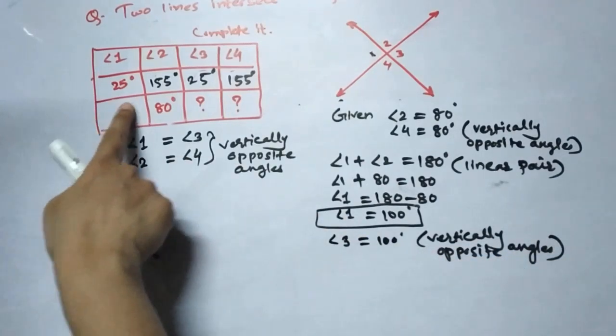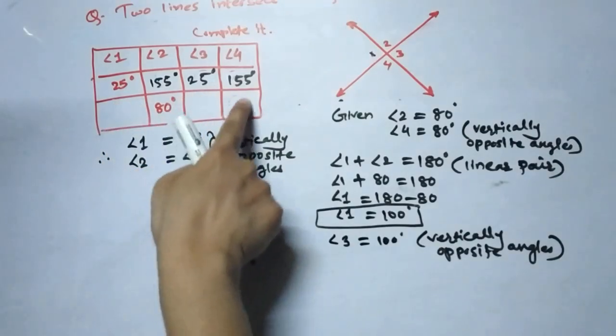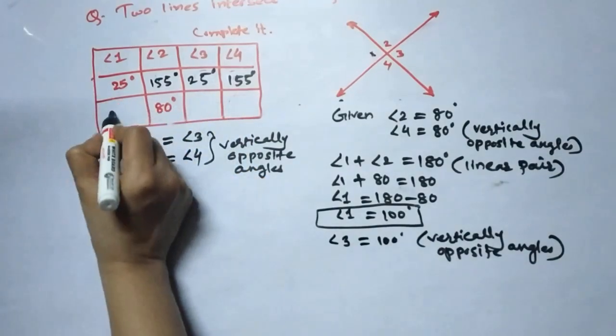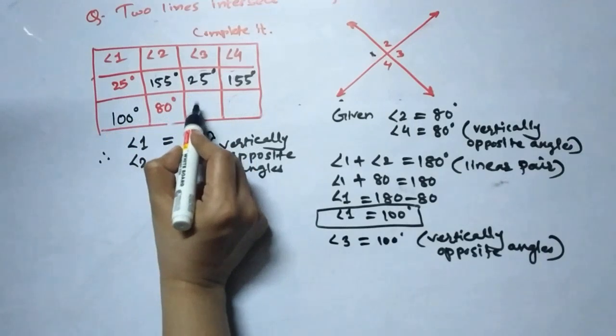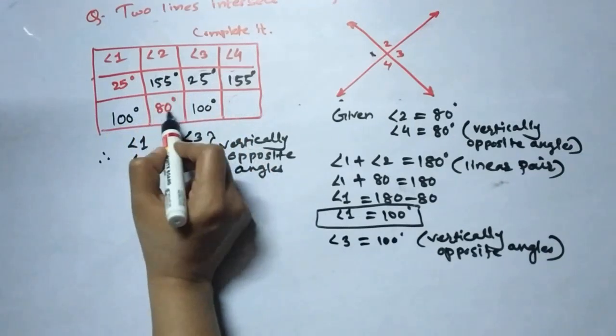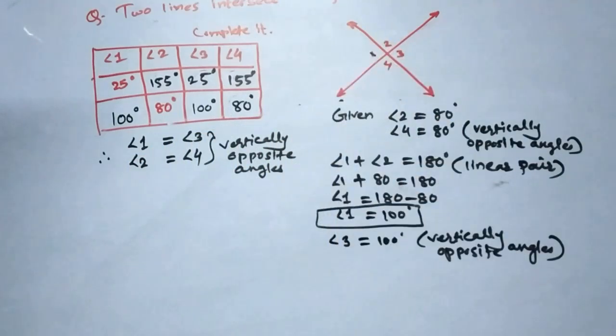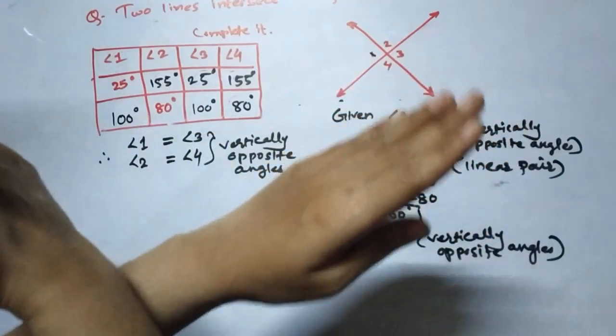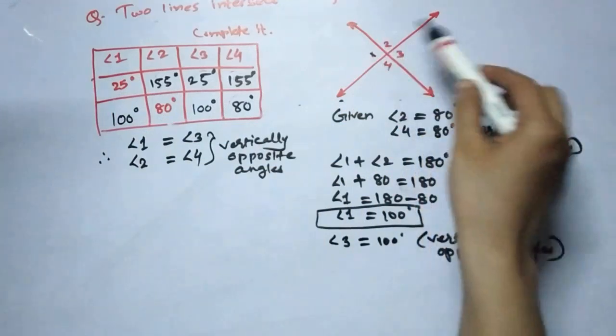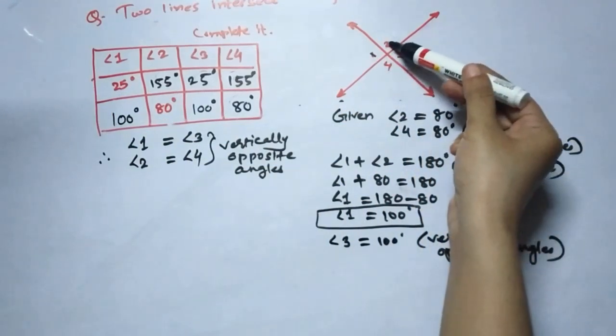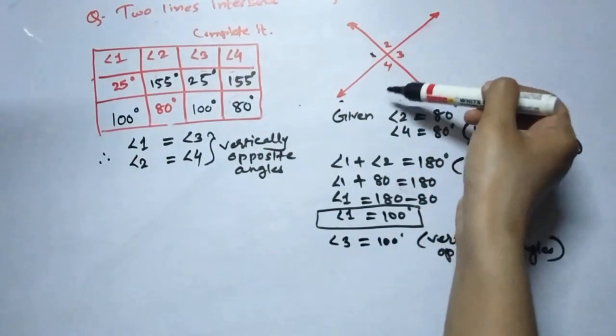So instead of this question mark, we will fill the values which we have found. Angle 1 is 100 degrees and angle 3 also 100 degrees, and angle 2 is 80 degrees, so angle 4 is also 80 degrees. As the two lines intersect each other, 4 angles form, so opposite vertical angles measures are the same.